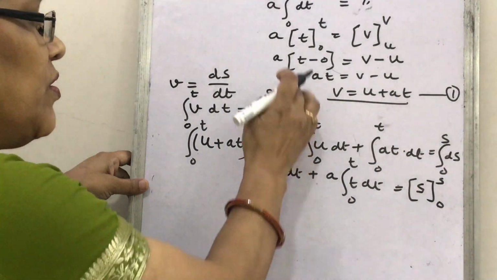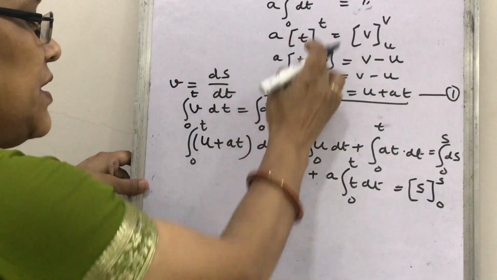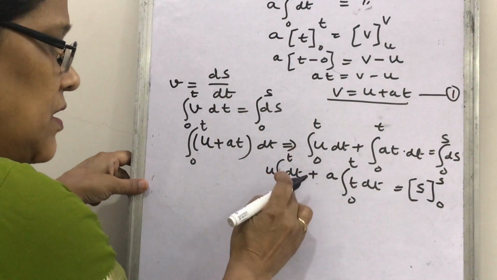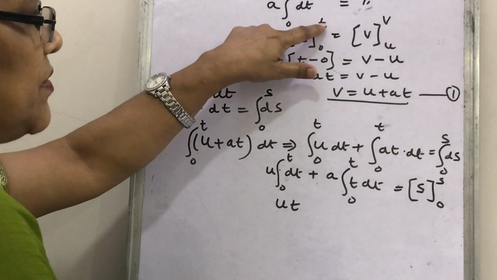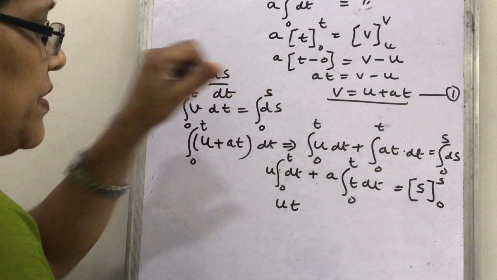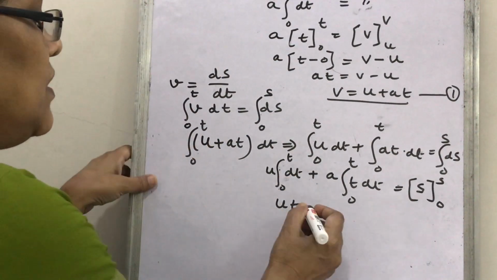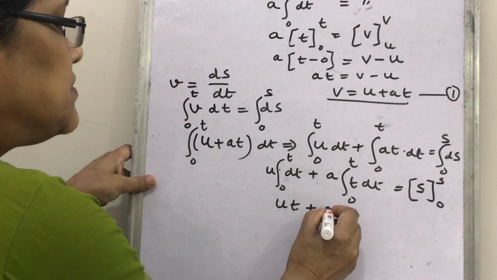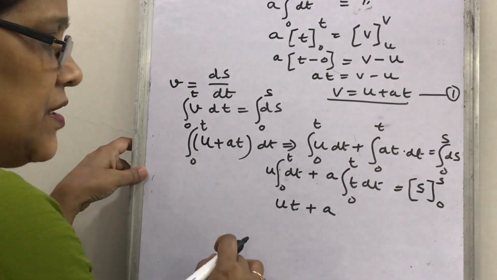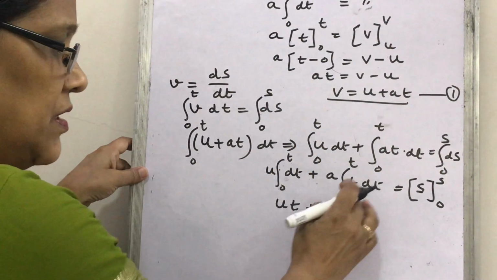Here I am not going to repeat the same 0 to t. What will be here? The limit, 0 to t, upper limit t, lower limit 0, so t minus 0 will be t here. What here? This a is outside the integration sign because a is uniform, t dt. What is the rule of integration?